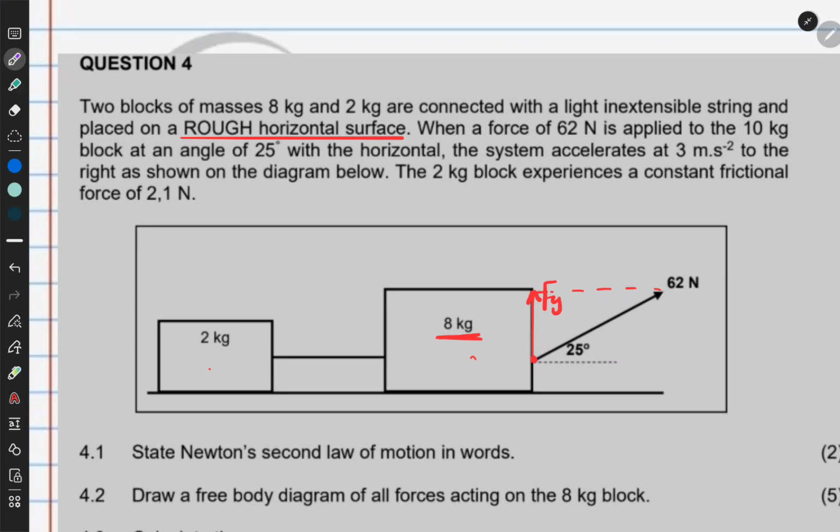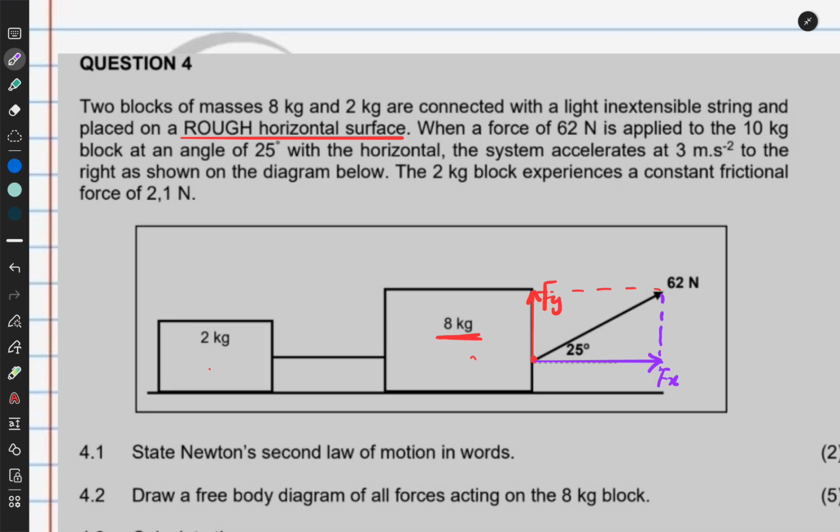And then you will have Fx. I usually limit it as well to here, going all the way there. Okay, it looks ugly. That's your Fx, the x component of this 62 Newton force, and the y component of this 62 Newton force. So we haven't even started solving the problem, but we're just taking out whatever we are given.